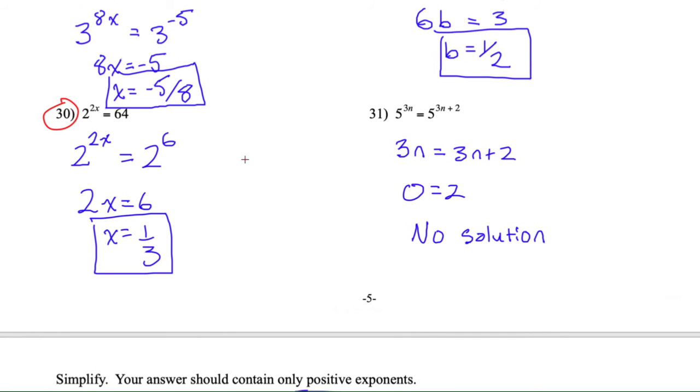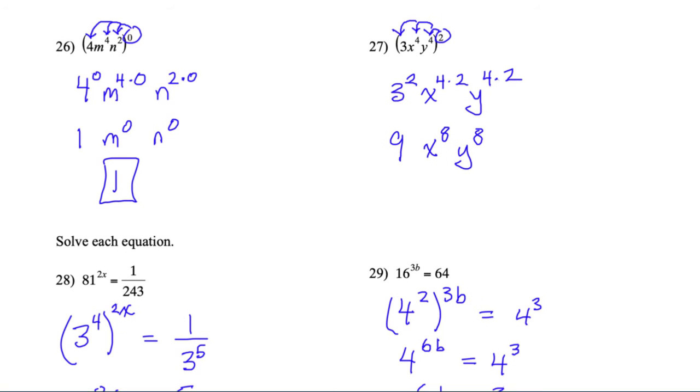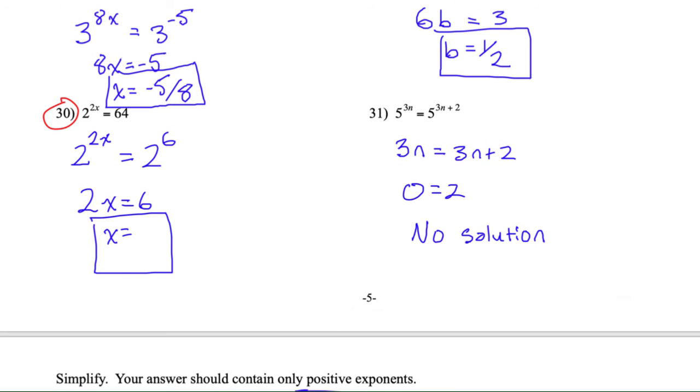So I realized that there were some mistakes that were made. In number 30, for some reason, I thought that dividing 6 by 2 was 1/3. That is definitely not the case. So sorry about that. That is actually 3, obviously.